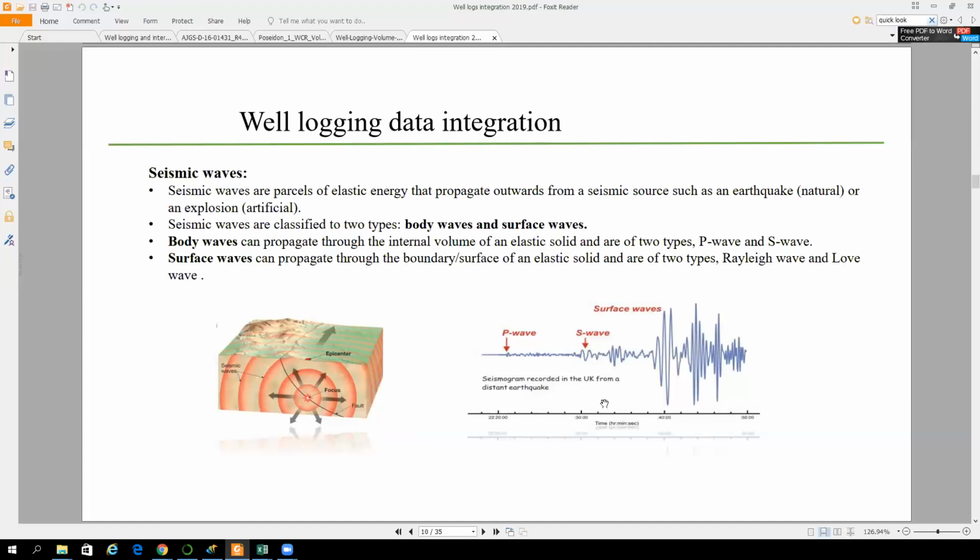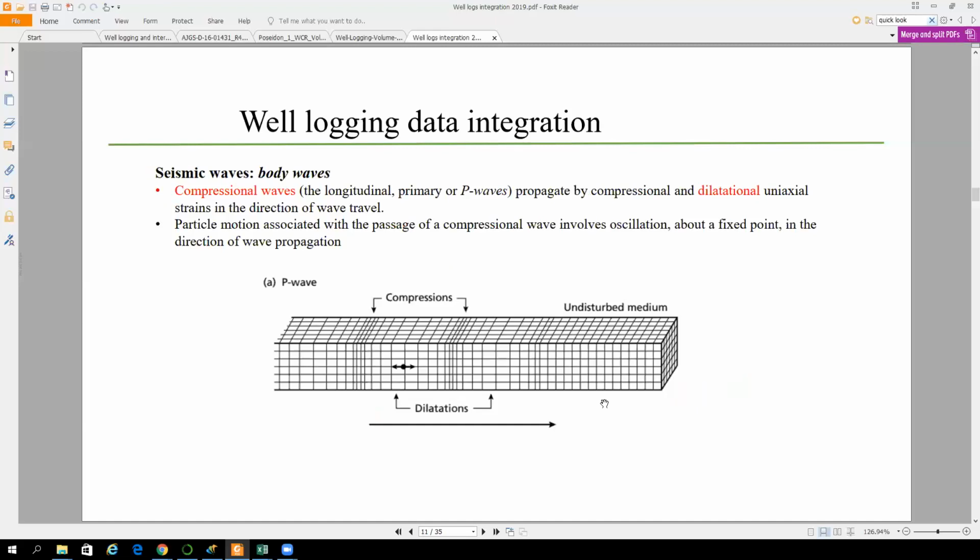from a source, or from a seismic source, like an earthquake, or like a man-made source, for example, an explosion, or maybe a vibroseis or a mass drop. Those seismic waves are classified into two types of waves: body waves and surface waves. Body waves can propagate through the internal volume of an elastic solid, the P wave and S wave. The surface waves, they are very lazy waves, and they are not going very deep in the subsurface, but they will propagate only at shallow intervals, and they will come back again to the surface.